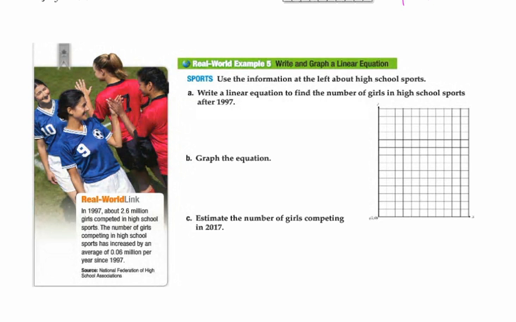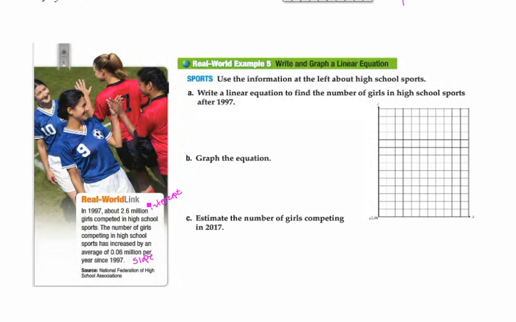Well, let's go ahead and look at the clues. Anytime we see that "per year," we know that we're dealing with that slope because it's increasing that much per our x value, which is our year. This is our starting point. In 1997, we started with 2.6 million girls. So we know that that's going to be our intercept.